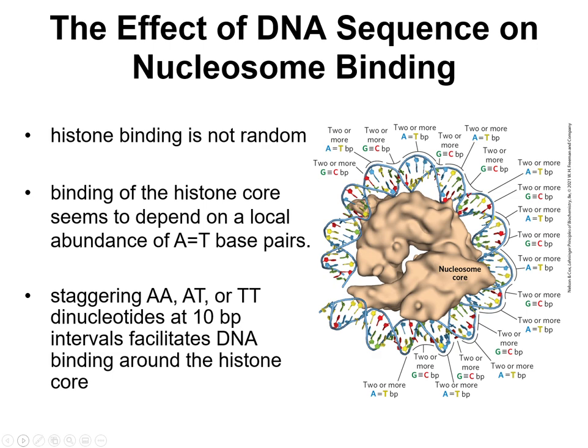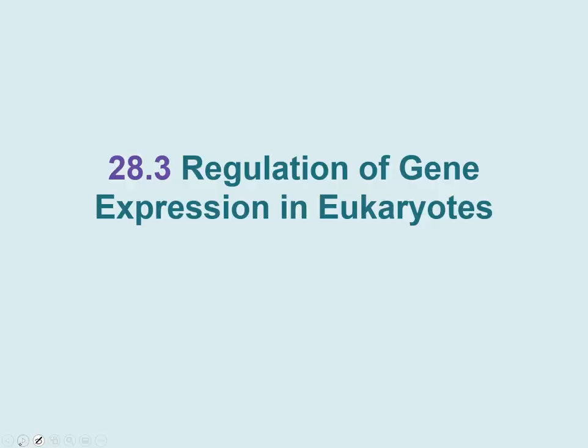So histone binding itself is actually not random. The binding of the histone core seems to be localized to places where there are lots of AT base pairs. Again, you do not need to know this, just for your understanding so that it doesn't come as a surprise. So now that we have a little bit more information about chromatin, we can skip over 28.2 about bacteria and go right to expression in eukaryotes.